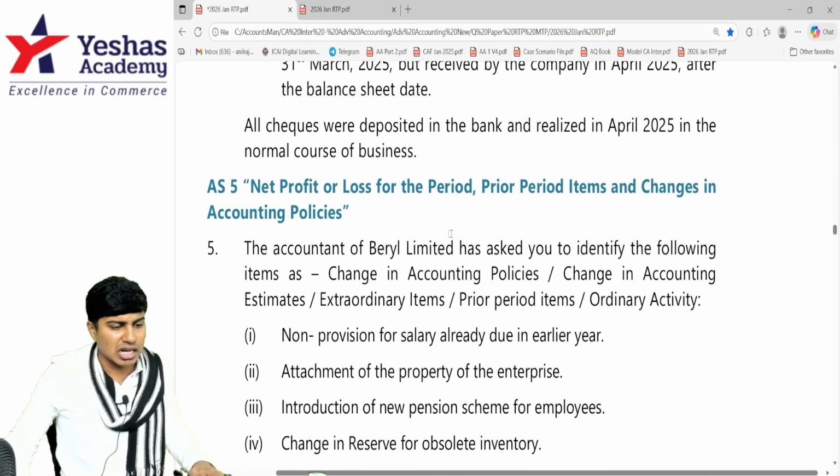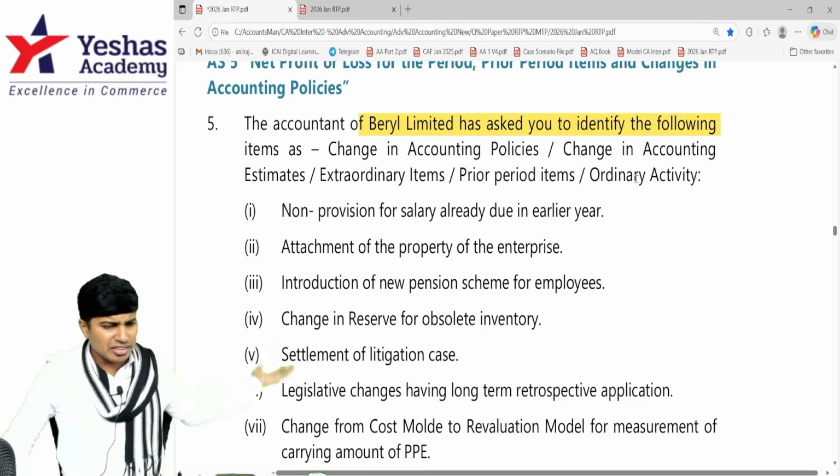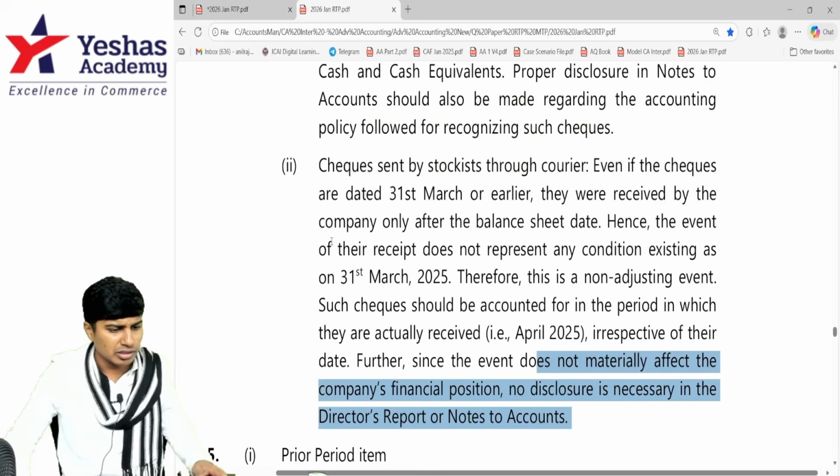Next up, we will see the Accounting Standard 5 question, question number 5. The accountant of Beryl Limited has asked you to identify the following. They have given a list of items. They want you to tell if it is a change in accounting policy, a change in accounting estimate, an extraordinary item, a prior period item, or an ordinary item. Let's begin.